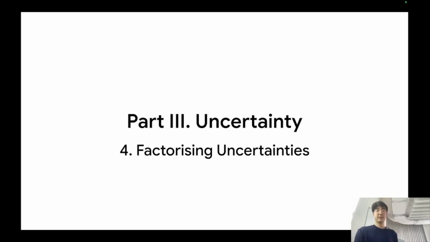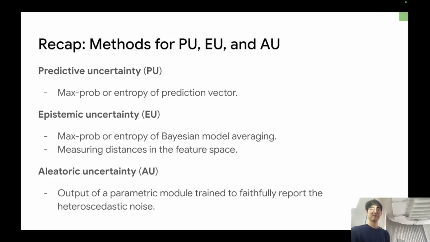Now, let's talk about the final topic of the course, actually, for the exam part. Factorizing uncertainties. So far we talked about largely 3 types of uncertainties: predictive uncertainty, epistemic uncertainty, and aleatoric uncertainty. What we did for each of the uncertainties was well motivated, I would say, in each case, right? But let's take a look at them in more totality.